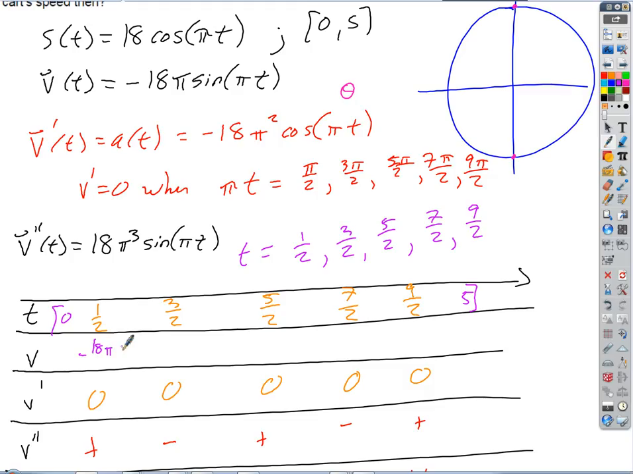What do I get at 3 halves pi? Well, sine is negative, and negative times negative is positive, 18 pi. What about here? That's going to be negative 18 pi, negative 18 pi. So what's the maximum speed? 18 pi. And where does it occur? In all those places.